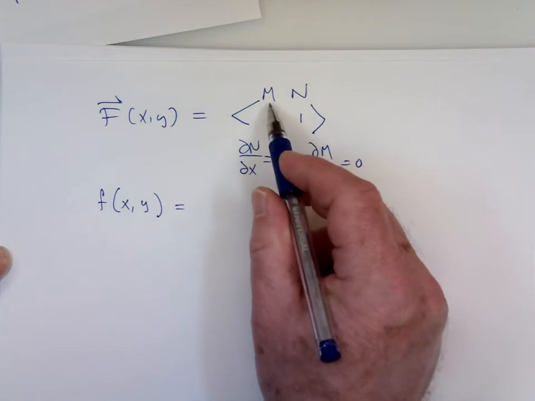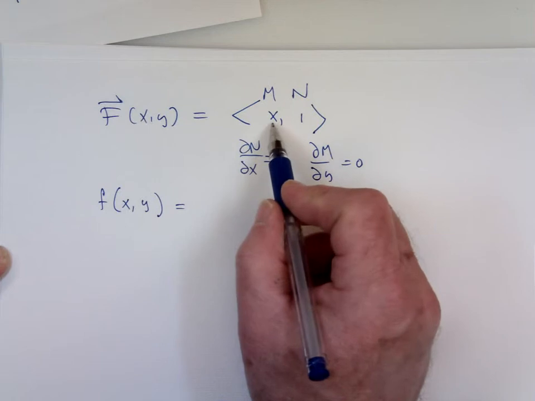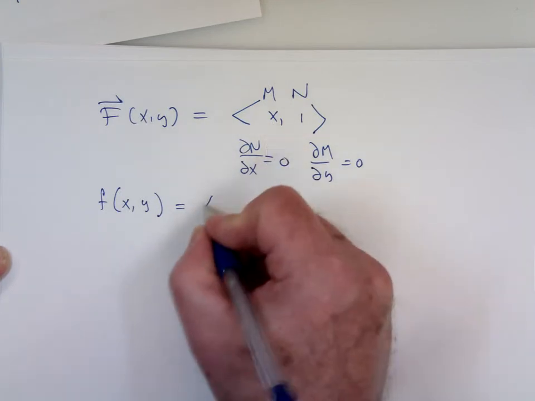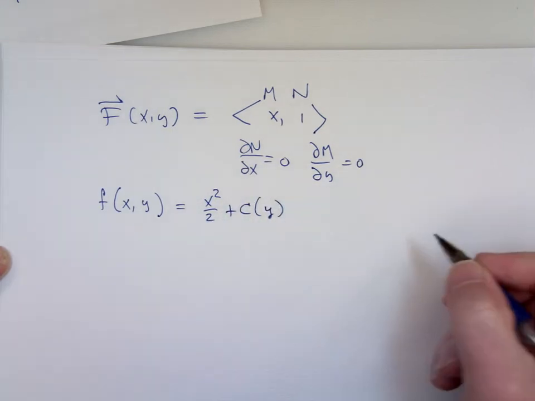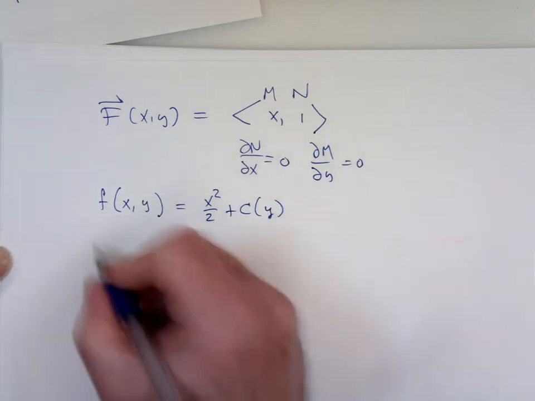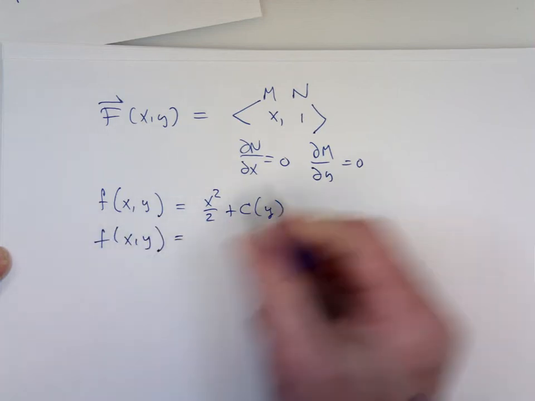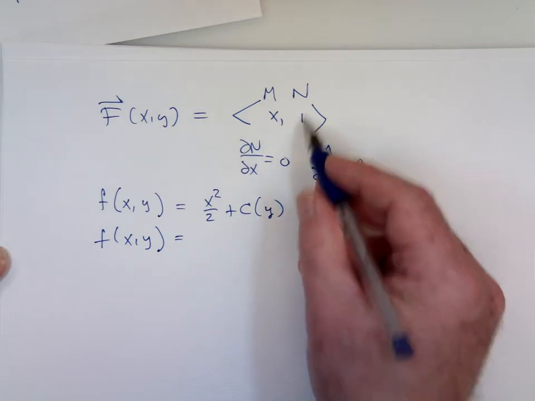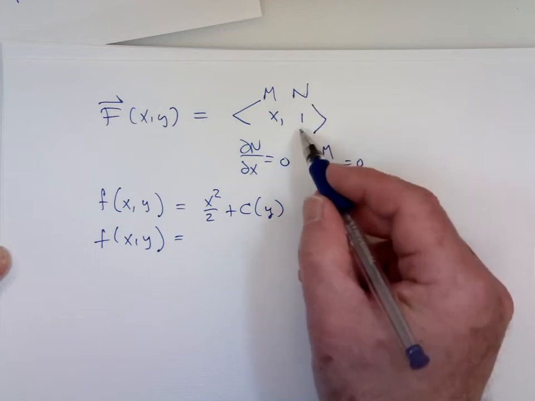It is conservative. Let's find its potential. Let's take the integral of the first one, x, with respect to x. You get x squared over 2 plus possibly a constant in terms of y. Now it's also equal to the integral with respect to y. What's the integral of 1 with respect to y?